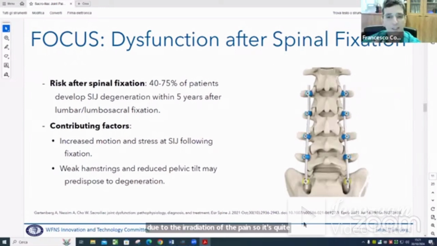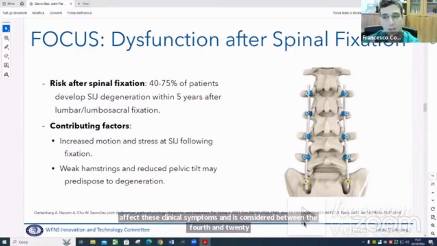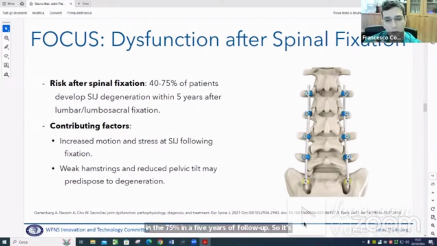I explained before that previous spinal fixation may affect these clinical symptoms, and it is considered between 20 and 75% at 5 years of follow-up. So it's quite important. As I said, there is no strict correlation between only lumbar or lumbar sacral fixation, although it's quite intuitive that when the sacrum is involved, the sacroiliac junction can be stressed a little bit more, in a higher percentage.